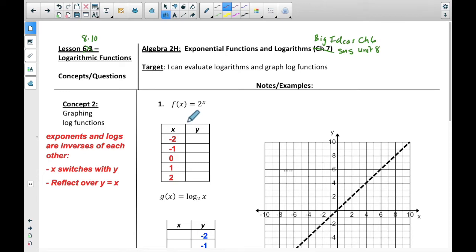Hi guys, this video today is going to talk about how to graph log functions.